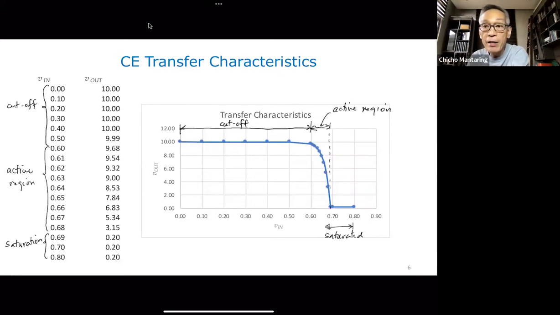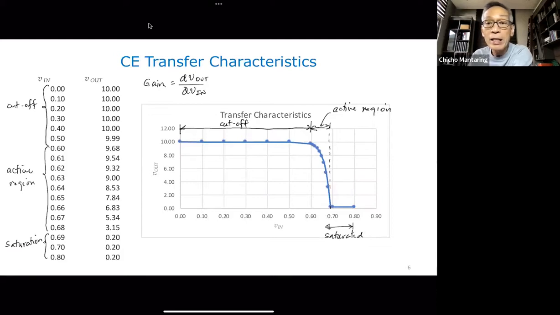This amplifier has a gain. How do we define gain? Gain is the rate of change of output with respect to input. So gain is actually dVout over dVin. The rate of change of your output with respect to your input.